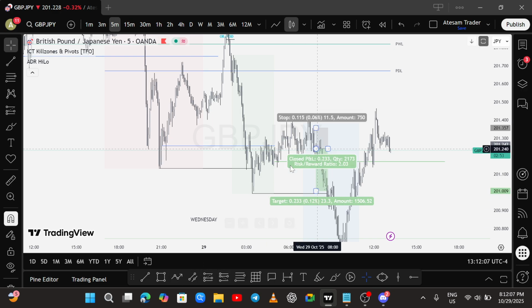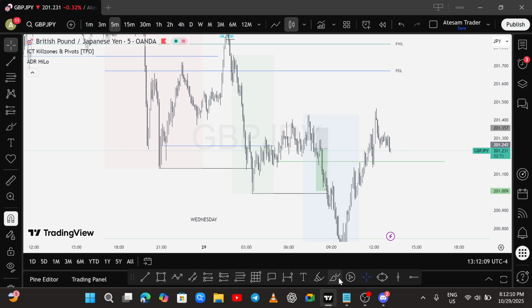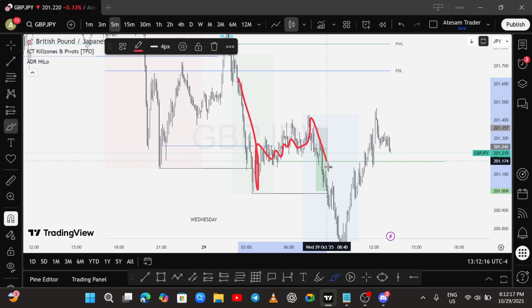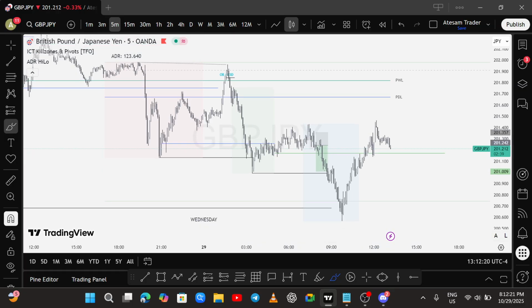Also, if you see this, why did I have the conviction on this trade? This is expansion. Now what is this? This is a retracement. If this is a retracement, then we can expect another expansion. So it was a very good trade.